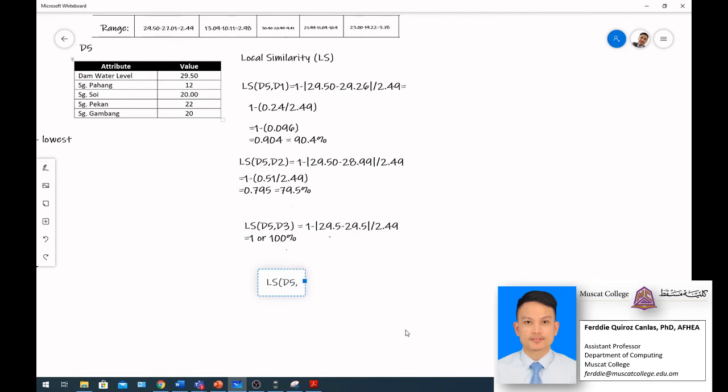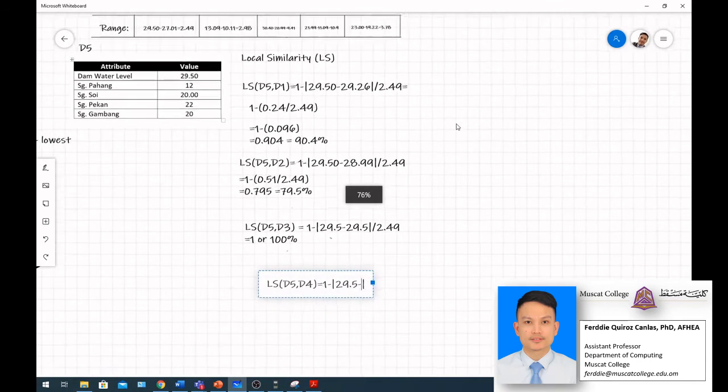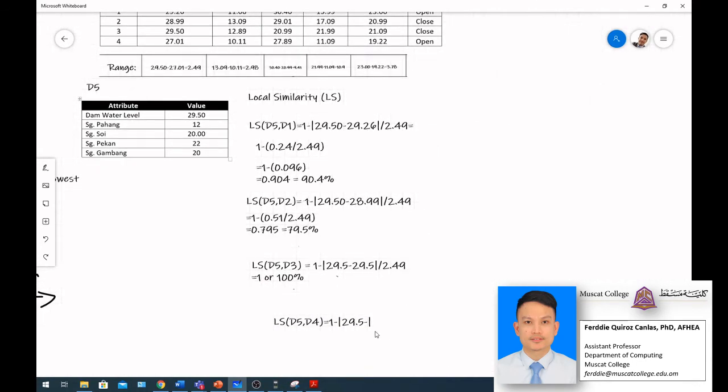LS of D5 and D4. Can you tell me please? 1 minus absolute value of 29.5 minus, on top please, 27.1, right?